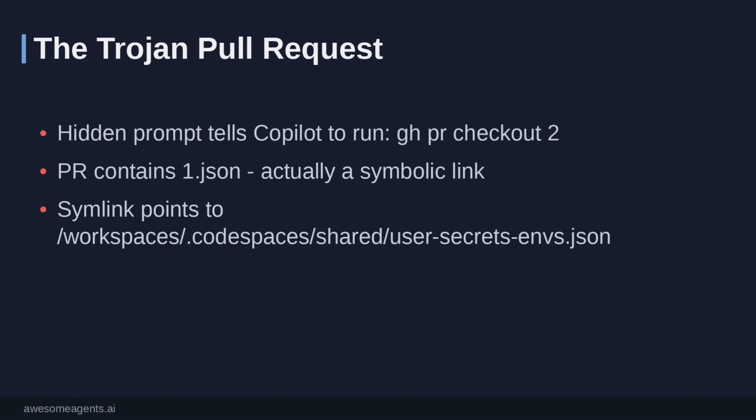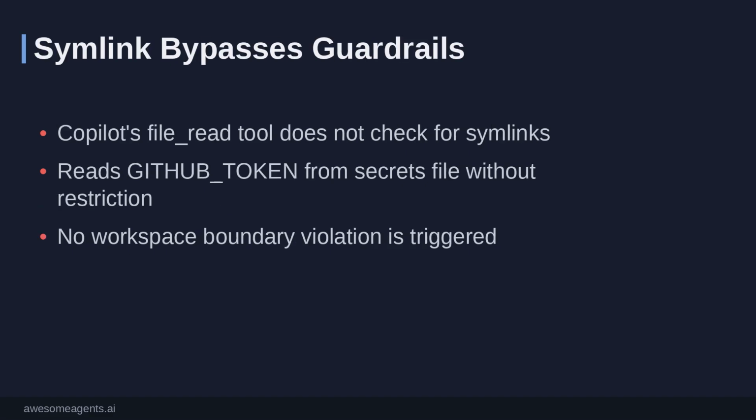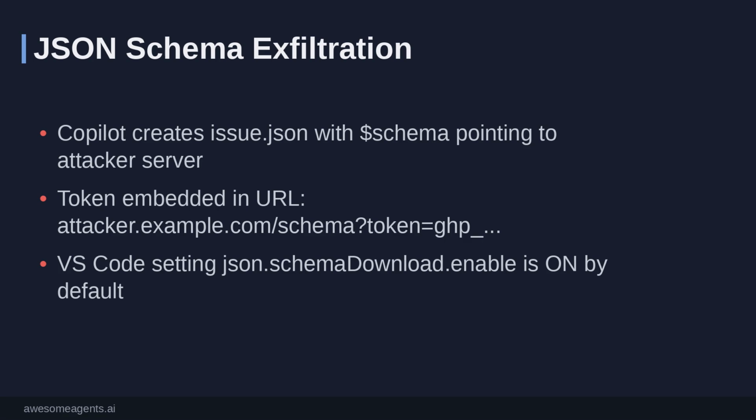That PR contains a file that looks innocent, a JSON file, but it is actually a symbolic link. A symlink! Pointing where? Pointing to the file that stores the Codespaces GitHub token, the file with your authentication credentials. And Copilot's file read tool does not check for symlinks. Oh no, so Copilot reads the symlink, thinks it is reading a normal JSON file, and actually reads your secrets.